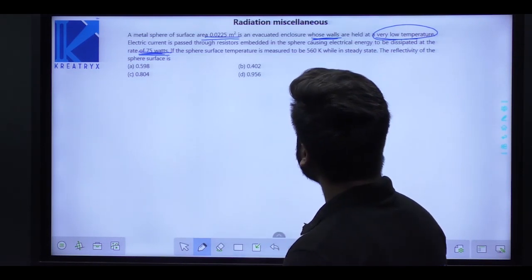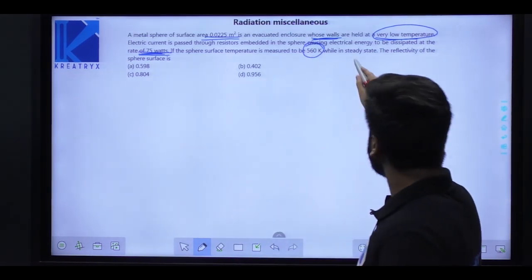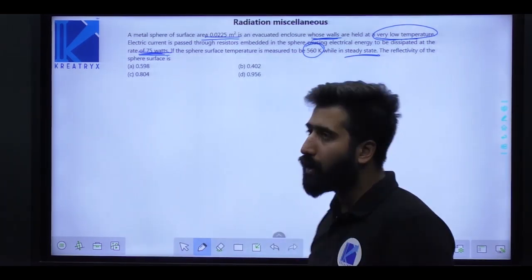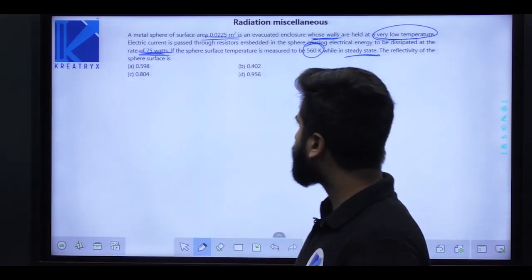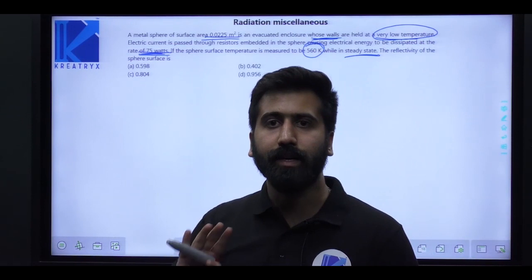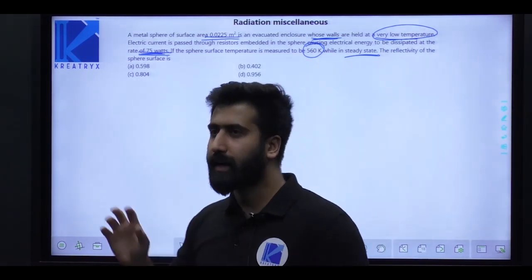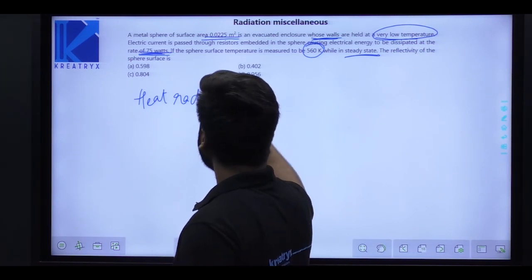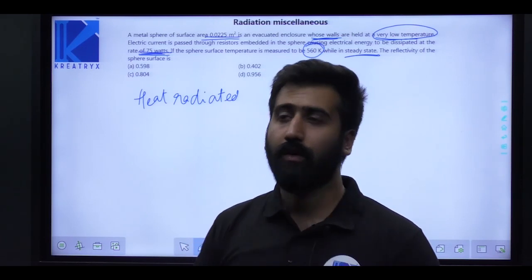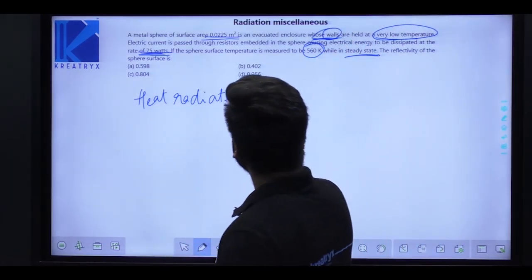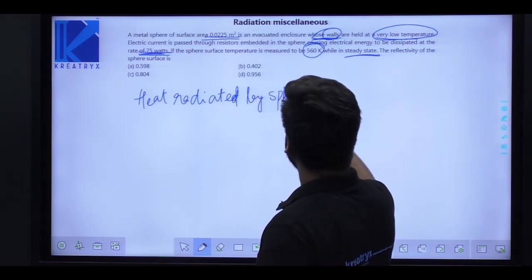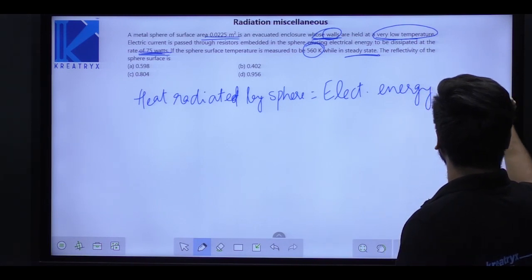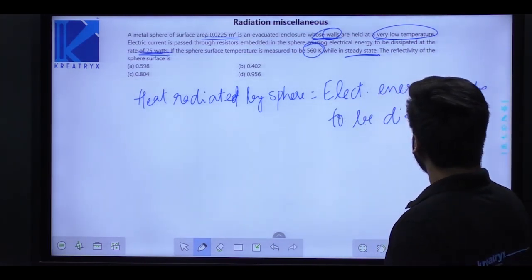If the sphere surface temperature is measured to be 560 Kelvin in steady state, the reflectivity of the sphere surface is? Very simple question, just based on the energy balance. Because in this case the wall temperature is very low, I can definitely say that the electrical energy that needs to be dissipated is just equal to the heat radiated by the sphere. It will not be a radiation exchange now, because the wall temperature is very low. So heat radiated by the sphere is actually the electrical energy which needs to be dissipated, that is given to you.